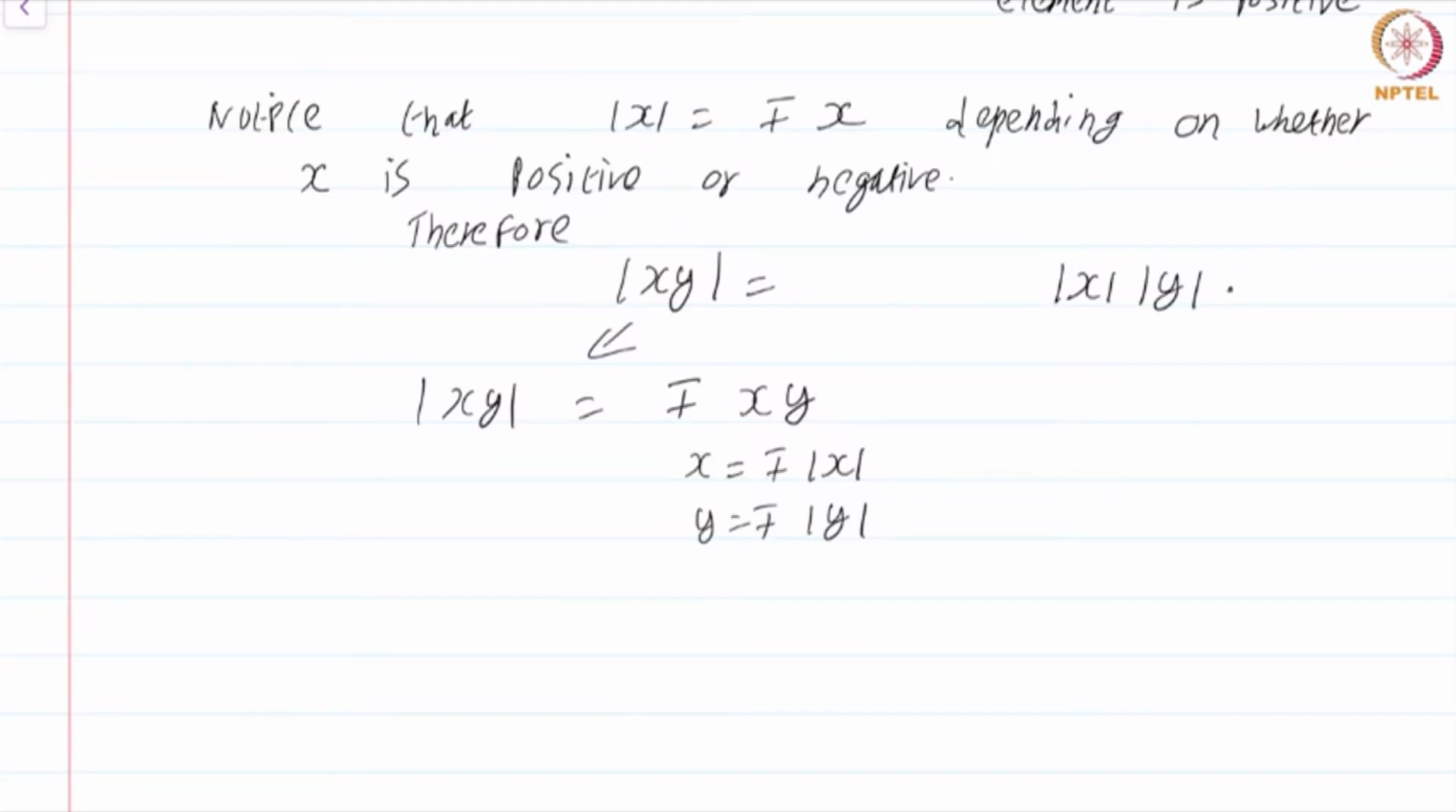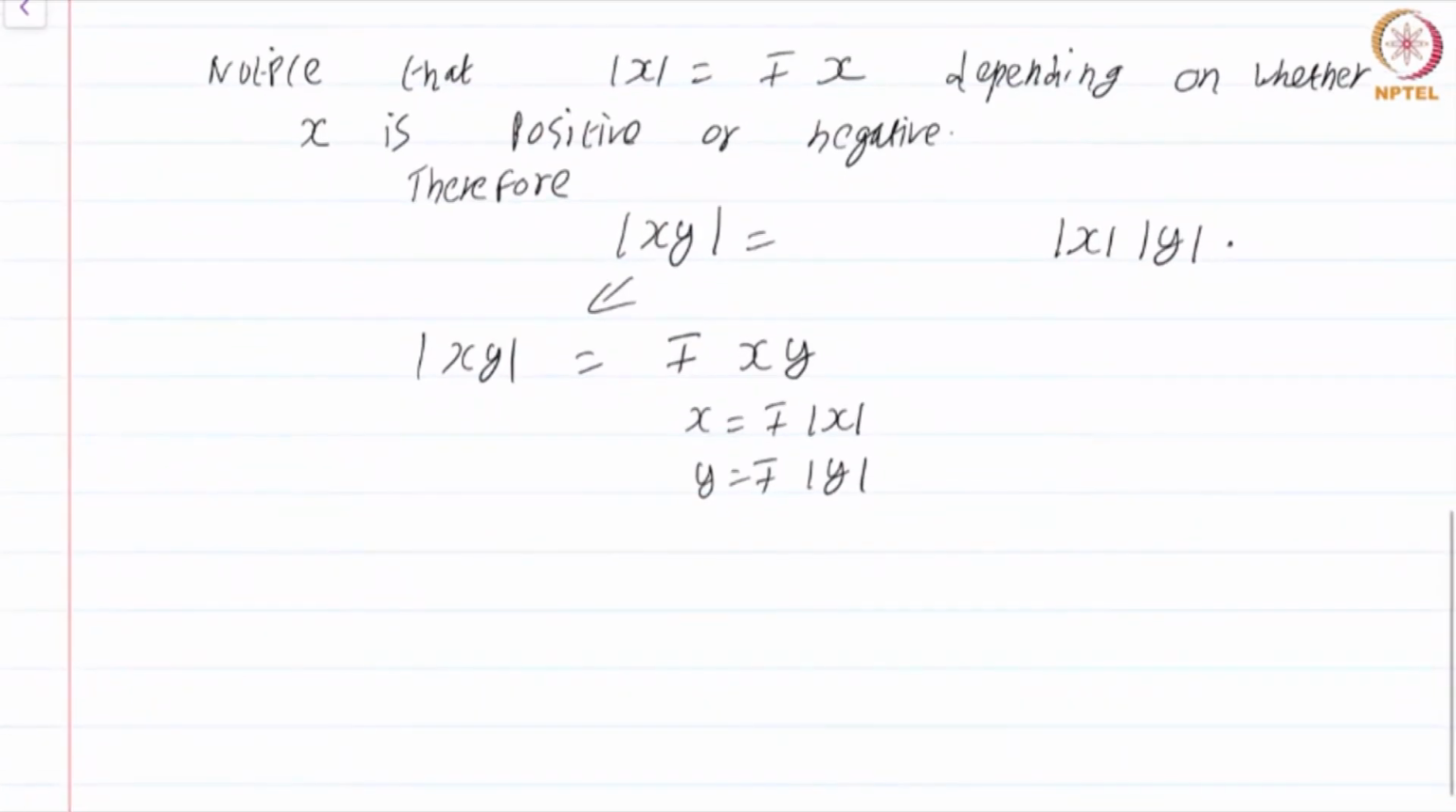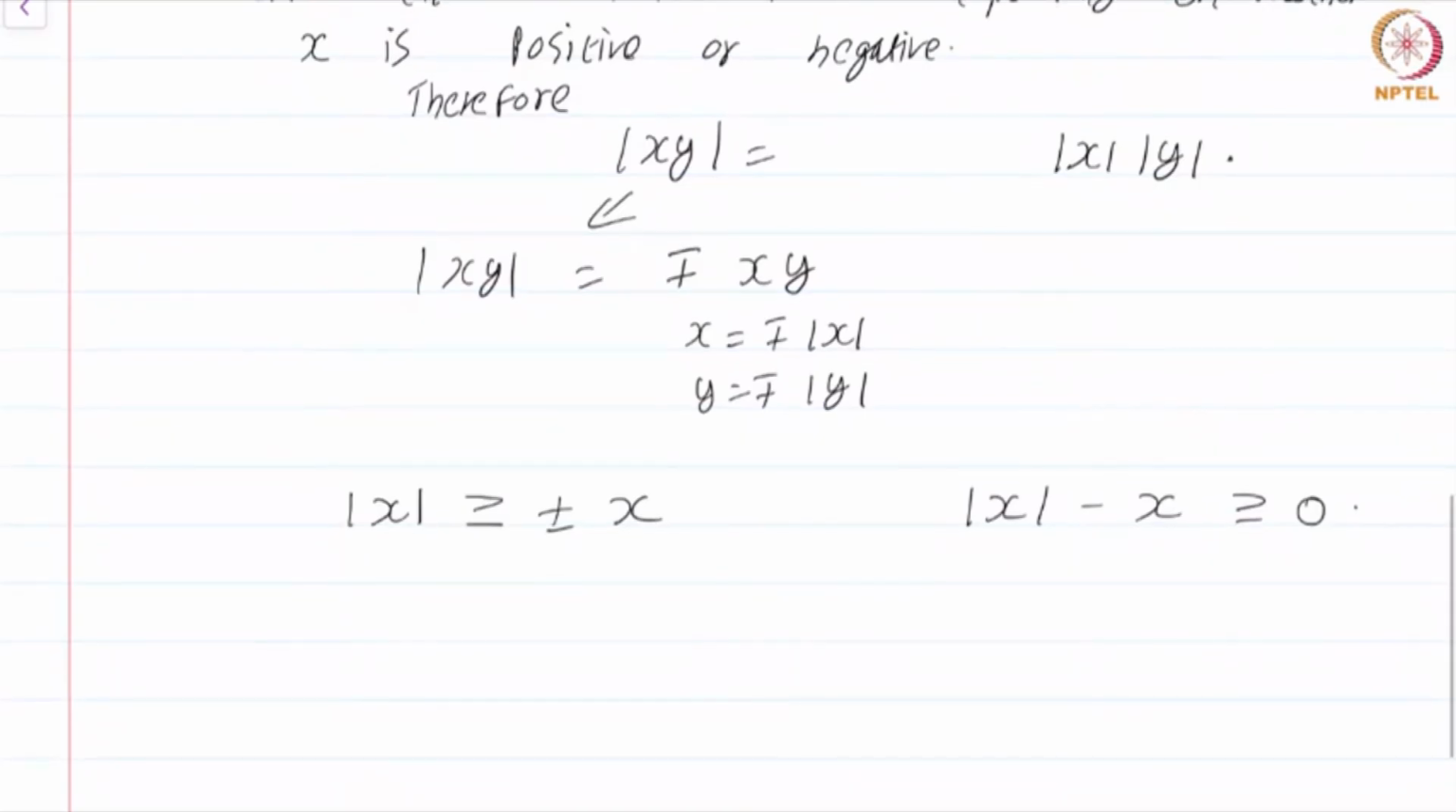Okay, now let's deal with the subadditivity or triangle inequality. Well, from all these remarks, it should be clear to you that mod x is going to be greater than or equal to plus or minus x, always. Okay? Why does this follow? This follows because observe that mod x minus x will always be greater than or equal to 0. Check why this is true. So mod x is always greater than or equal to plus or minus x. Similarly, mod y is always greater than or equal to plus or minus y.